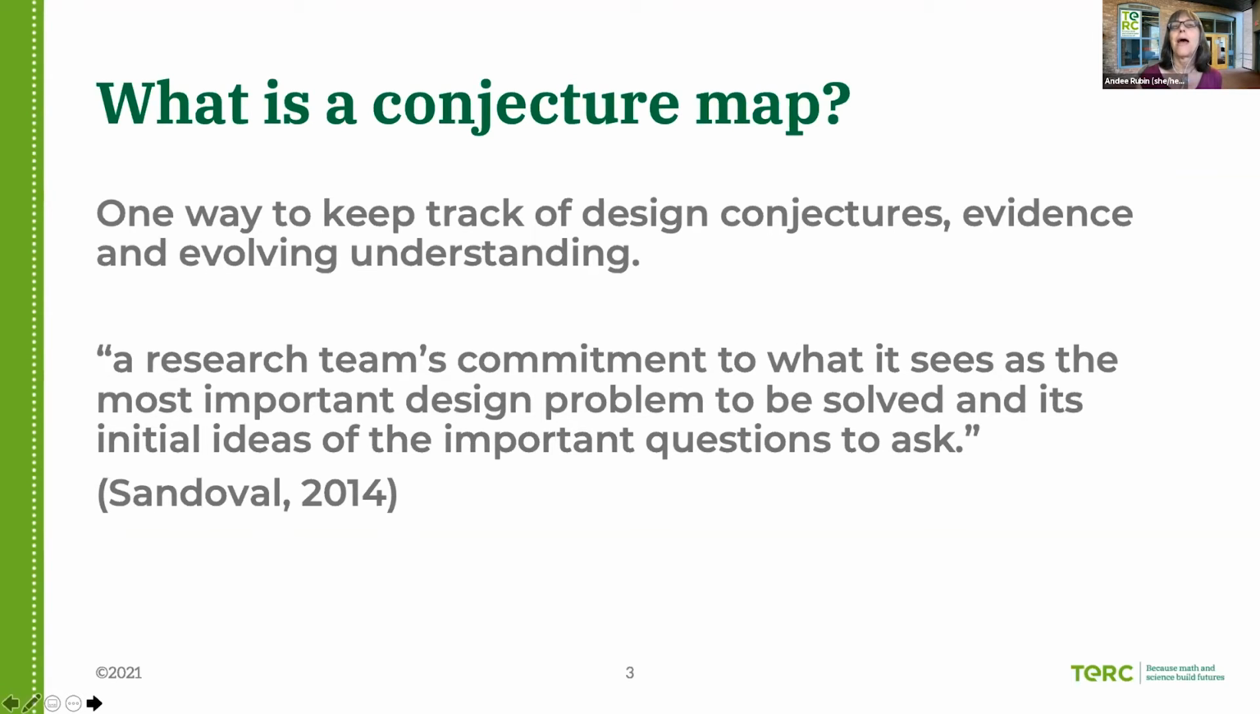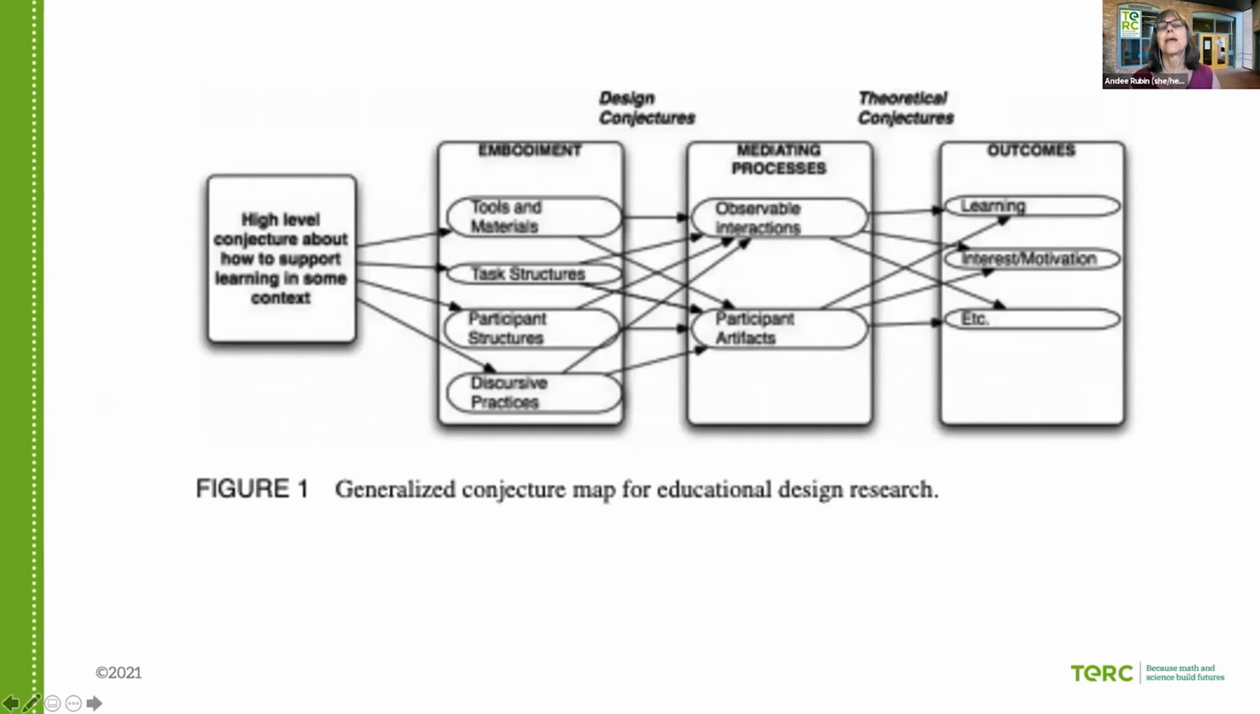It's a way of having a research team's commitments to what it sees as the most important design problem to be solved, and its initial ideas of the important questions to ask. So I am going to show you, I'm sorry, I know it's a little fuzzy, but I had to take it as a screenshot from the paper. And there's a lot to unpack here, which I'm not going to do in a lot of detail, but basically the way he lays it out is that you start with a high-level conjecture about how to support learning in some context. And I will say, to Jody's comment, possibly for a particular class of learners, although often we don't know who our learners are.